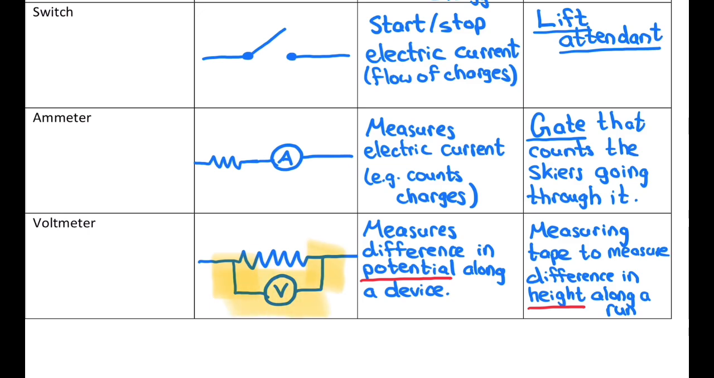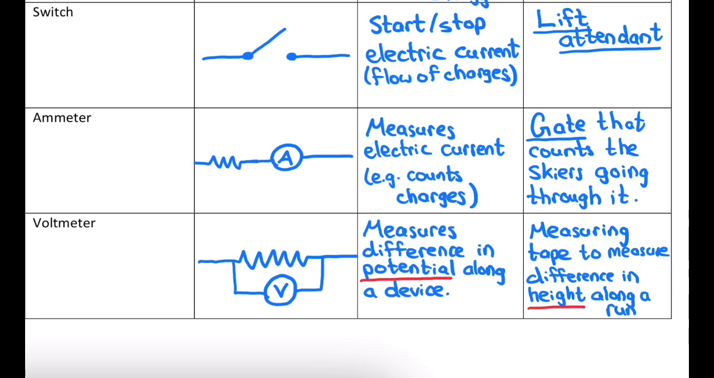The charges do not go through the voltmeter in order for it to do its measurements. I can't measure the difference in height along a run by just throwing a measuring tape in the middle of the run. I have to extend the measuring tape, attach one side of it to the bottom of a run, the other side of it to the top of a run, and get my measurement that way. So ammeters are part of the circuit and voltmeters are attached outside the circuit.